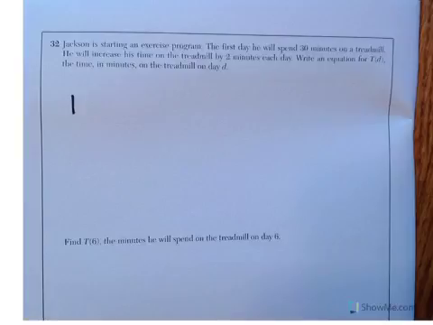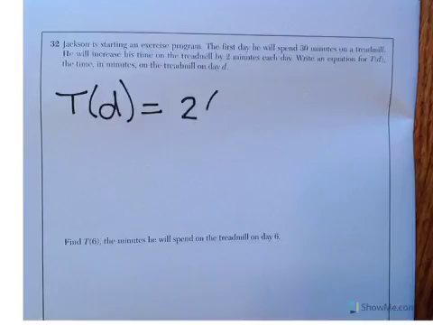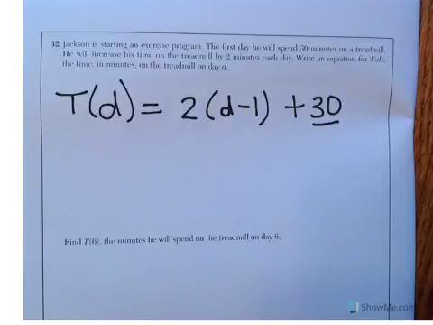Well, instead of Y equals, you're going to use what they give you, which is T of D. And 2 is going to be the time in minutes each day that he's going to increase. And this is going to start happening after the first day. So it's going to be 2 times D minus 1 plus 30. So here's our initial value of 30. And each time we're going to increase 2 minutes from the day before. So that's why we have to have the D minus 1. So there's our equation.